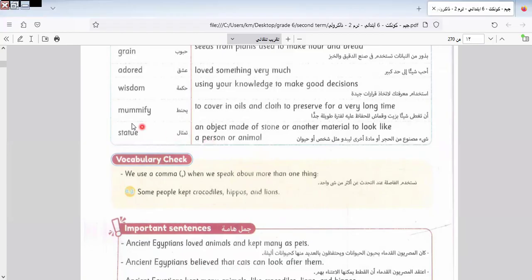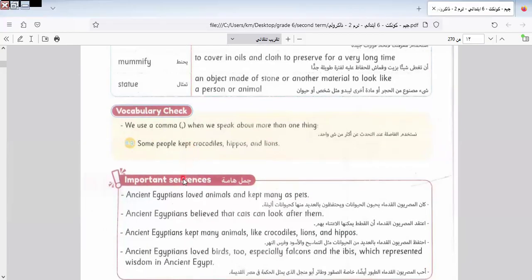Okay. Here we have statue. The statue is something made from stone or any material, like an animal or like a person. This is called statue. Let's go to another one here.